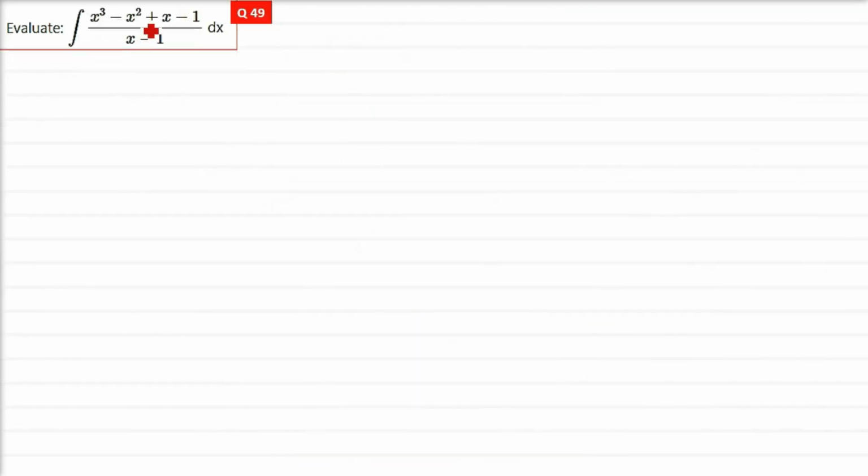Here it's an observational question. If you observe very closely, x minus 1 can be obtained from the numerator, because in this x cube minus x square, if you take x minus 1 common.